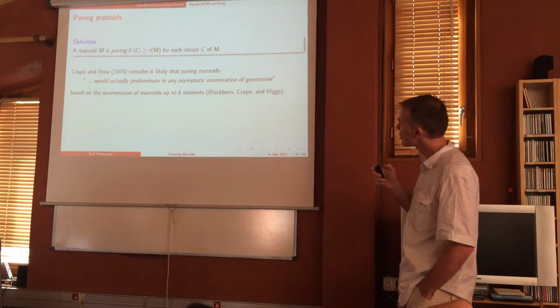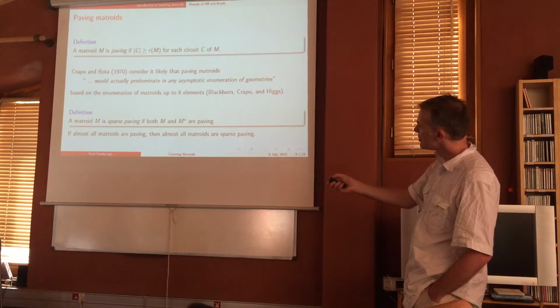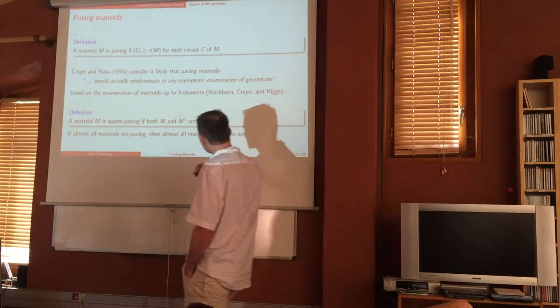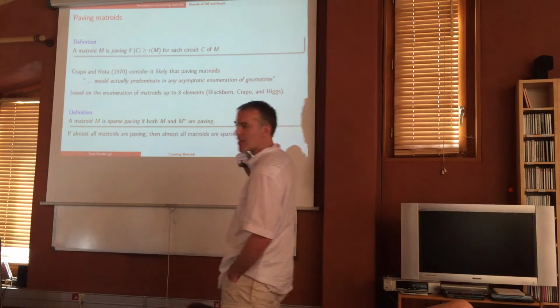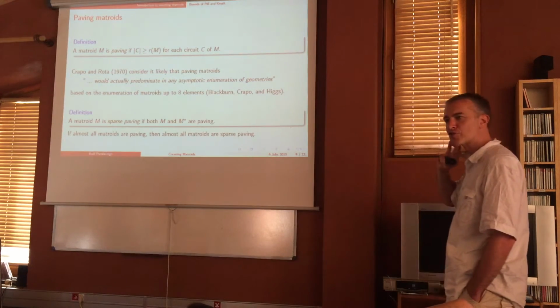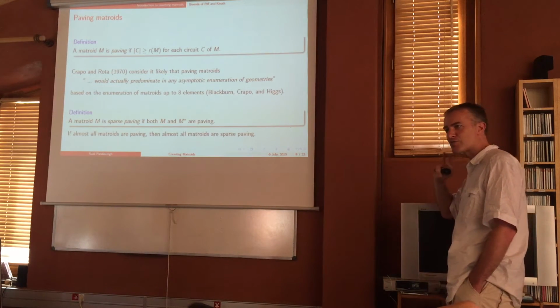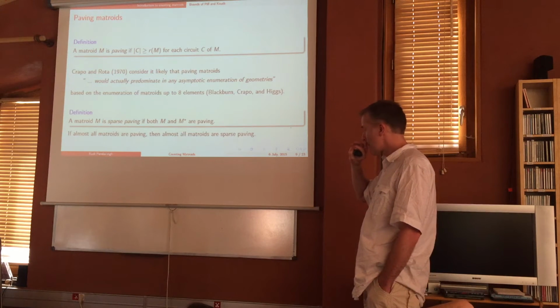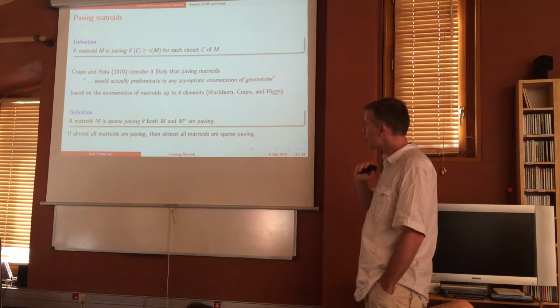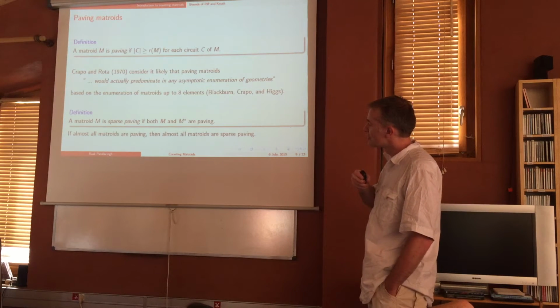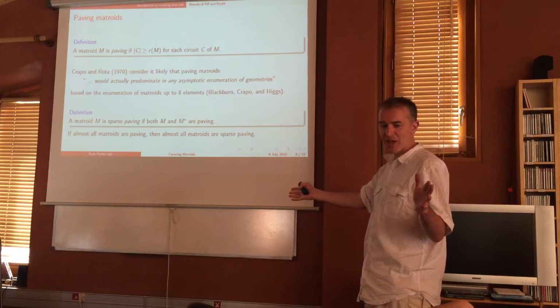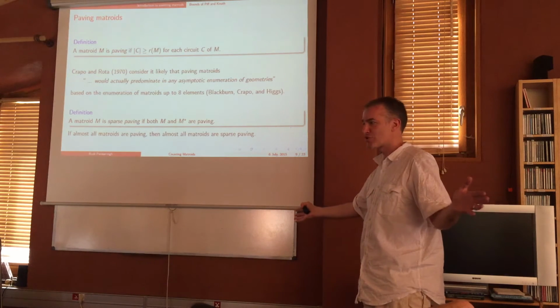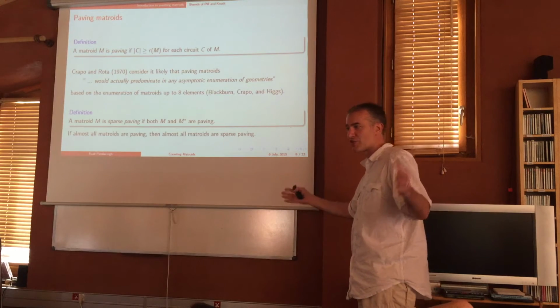Because what are sparse paving matroids? Well, they are the matroids that are both, so that, well, the matroid and its dual are both paving. So you don't have small dependencies, you don't have small codependencies. And I'll consider sparse paving matroids because if it were true that asymptotically all matroids are paving, then asymptotically all matroids are going to be paving and co-paving, so sparse paving.